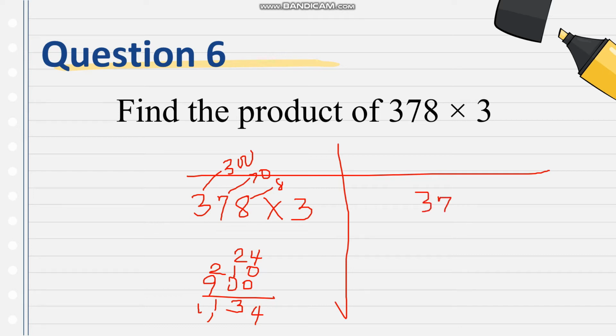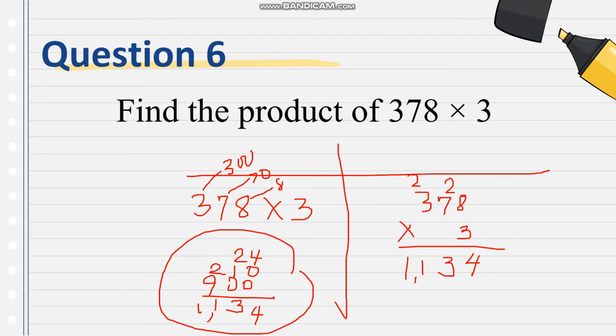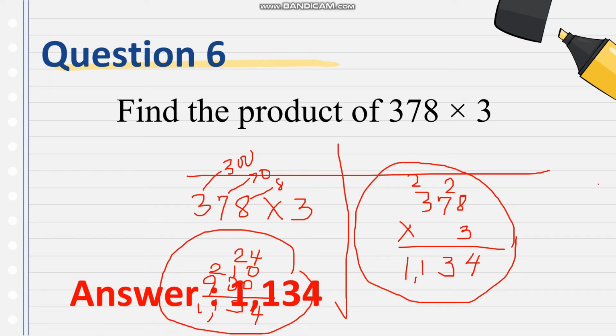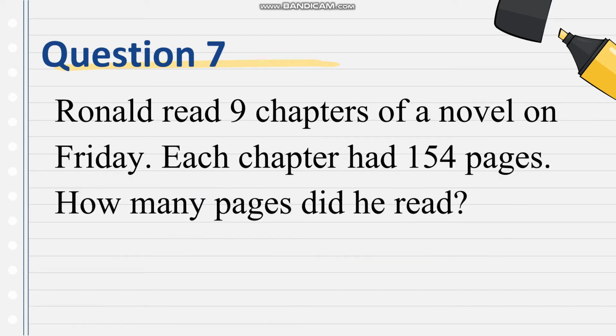Another strategy is you can use the standard algorithm. You simply multiply 3 times 8 is 24, so 4 regroup 2. 3 times 7 is 21 plus 2 is 23, regroup 2. Then 3 times 3 is 9 plus 2, that is 11. So the answer is the same as 1134. If you apply the partial product strategy or the standard algorithm, at the end you will get the same answer. So the answer is 1134.